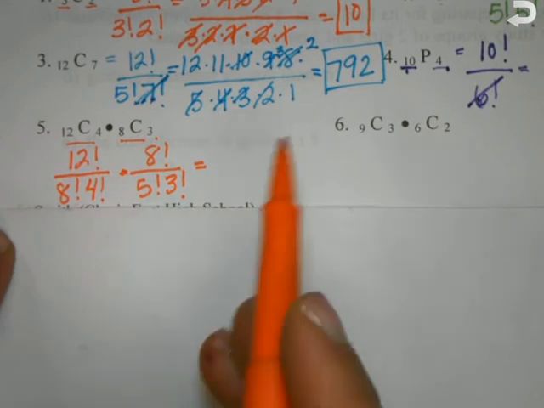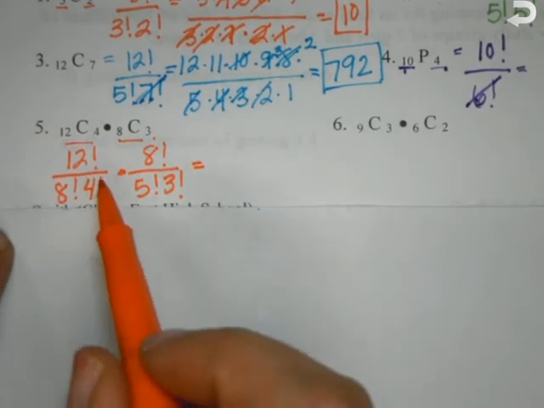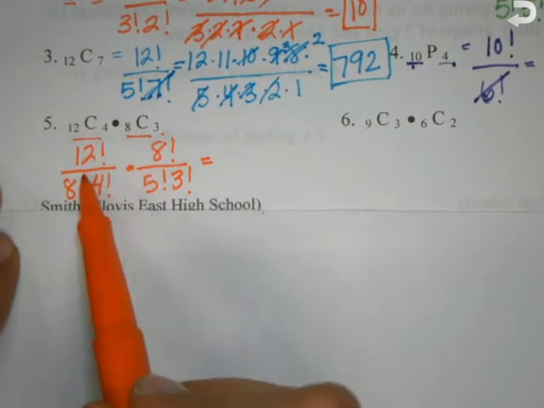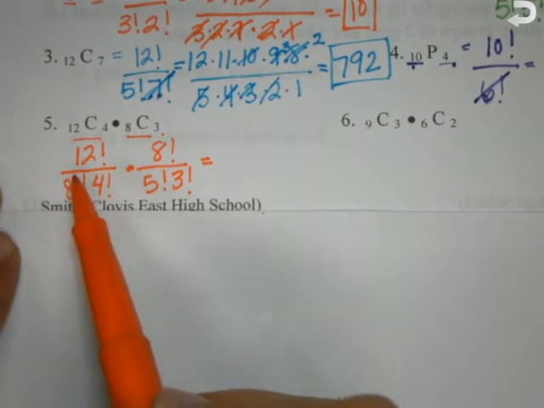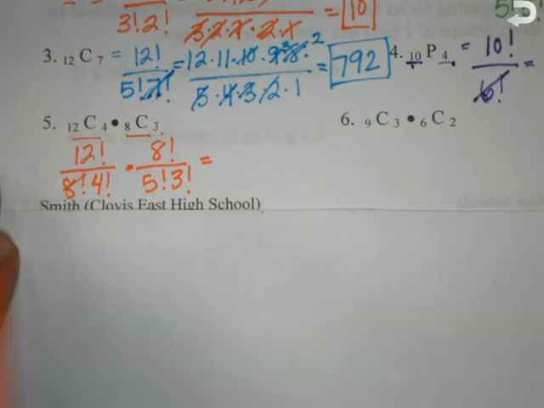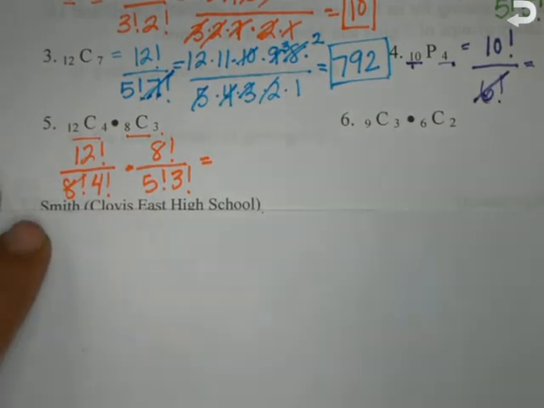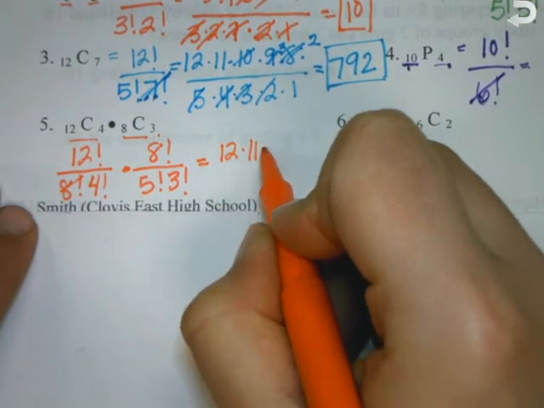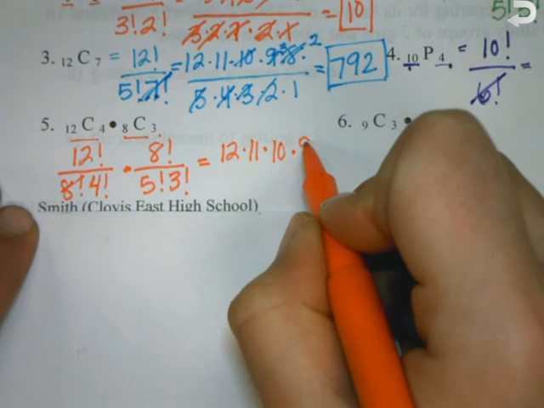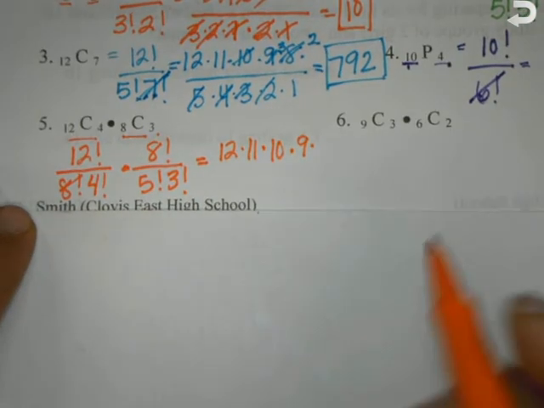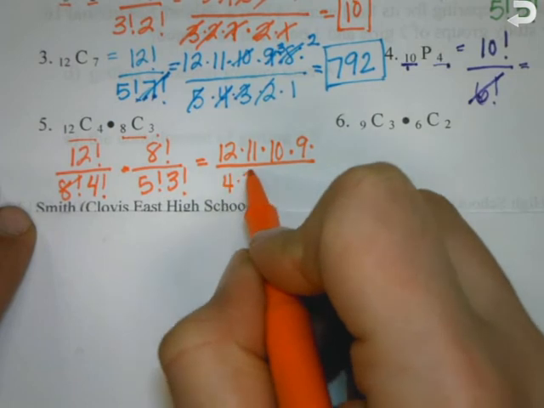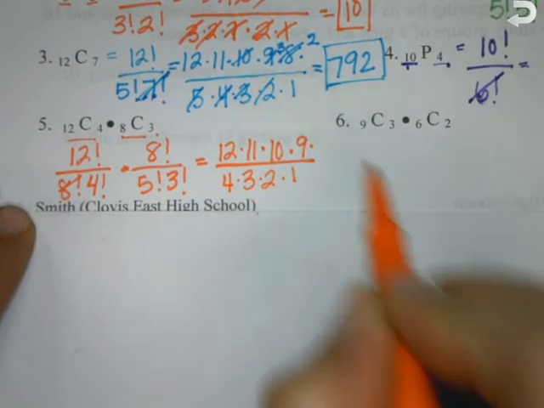In the first combination, I have 12 factorial over 8 factorial. So what's going to cancel out there? 8, 7, 6, 5, 4, 3, 2, 1. So what would be left of the 12 factorial? 12, 11, 10, 9, and I can stop. What's left of the 4 factorial? 4, 3, 2, 1. Hold on, I want to rewrite the second one first.